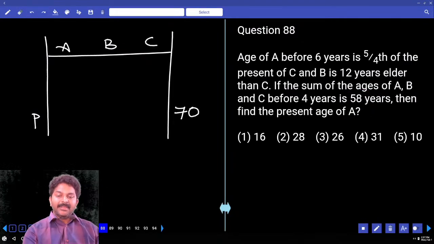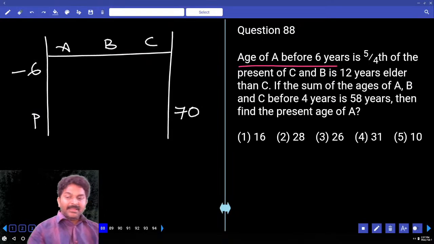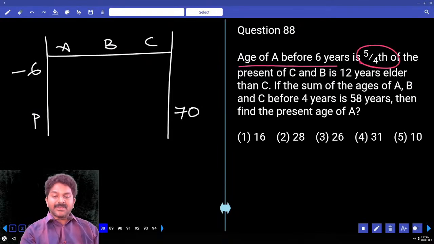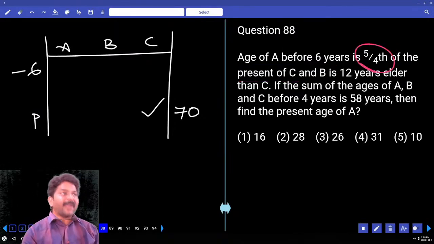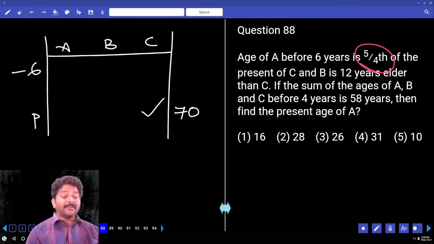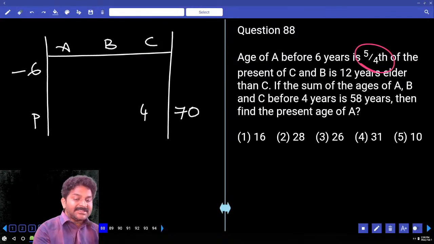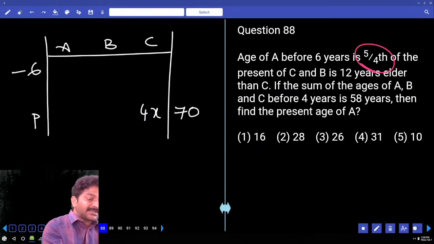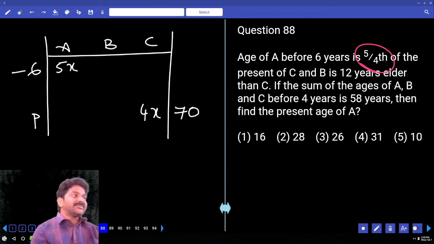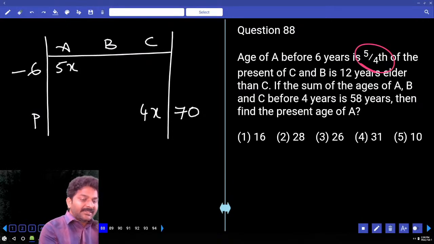At the same time, 6 years back, A's age is 5/4 times of present age of C. If you know present age of C, we can calculate A's age 6 years back, correct? But that comparison is given in fraction. If it is given in fraction, we always start with denominator. How much is denominator? 4. So I will take C age as 4x. 5/4 times of this number is 5x. So 6 years back, A's age was 5x. To get present age of C, how much we need to add? 6 years. Then present age of C, 5x plus 6.